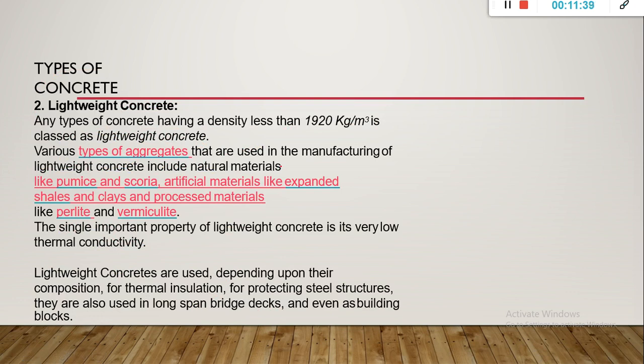Then lightweight concrete. If the density is below 1920, then it is called lightweight concrete. Lightweight concrete uses pumice, scoria, artificial materials like expanded clays, and processed materials like perlite and vermiculite. These are basically lightweight concrete. Lightweight concrete is used for thermal insulation, protecting steel structures, long span bridge decks, or even making building blocks. Its density is low.